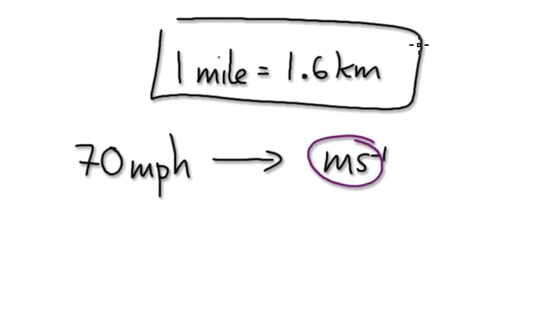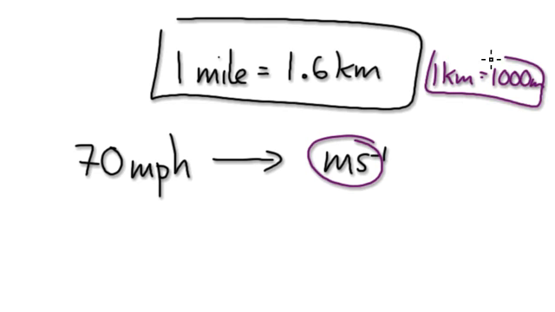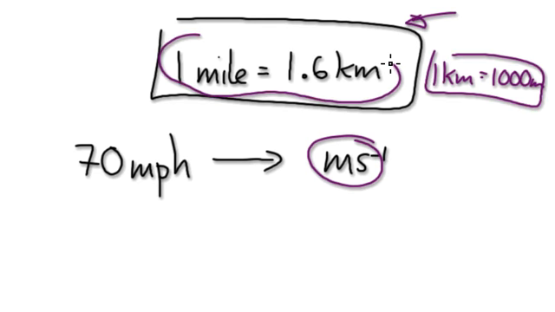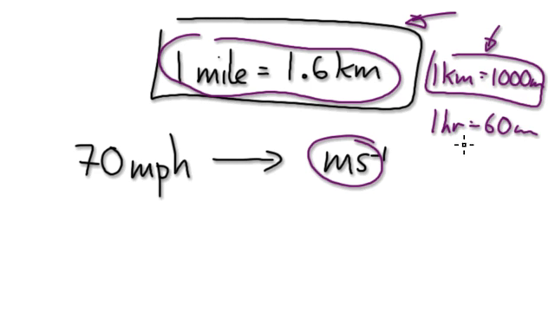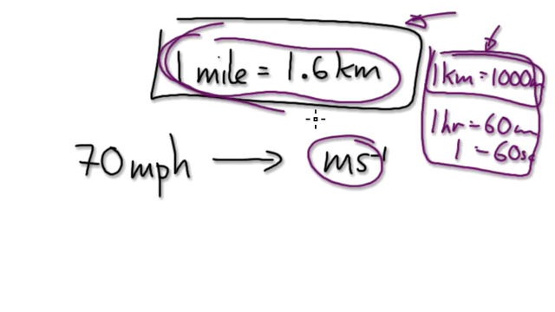Now, you must know that 1 kilometer equals 1,000 meters. This is something that you have to know. Okay, this I don't expect you to know. You can look this up on the internet, but this you have to know, and you have to know that 1 hour equals 60 minutes, and 1 minute equals 60 seconds. These things you have to know. This you can look up on the internet.